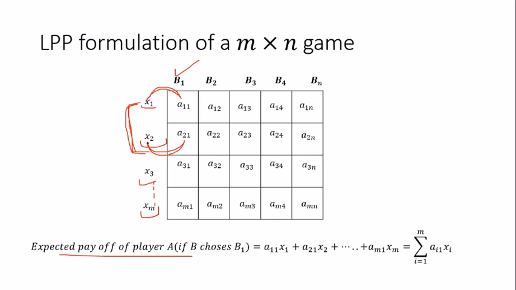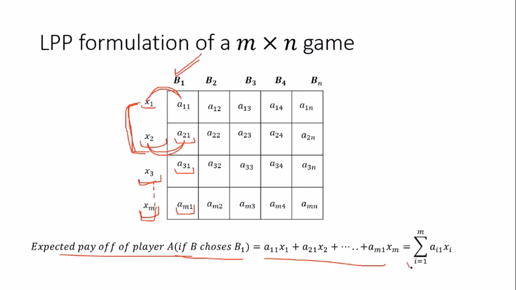But the underlying theory remains the same. So you compute the expected payoff of player A: A11 into x1, A21 into x2 plus A31 into x3 and so on, plus the last term will be Am1 into xm. So this is the expected payoff of player A if B chooses strategy B1. It's the same thing I have written here. If B chooses B1, this is the expected payoff.